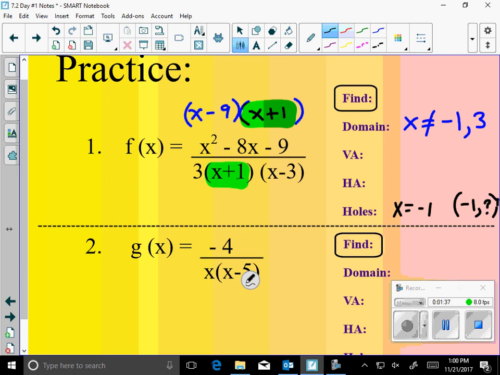All right, vertical asymptote would happen where? At 3, correct. It's the other factor in the denominator that doesn't have a duplicated factor in the numerator. So the vertical asymptote here would be at x equals 3.